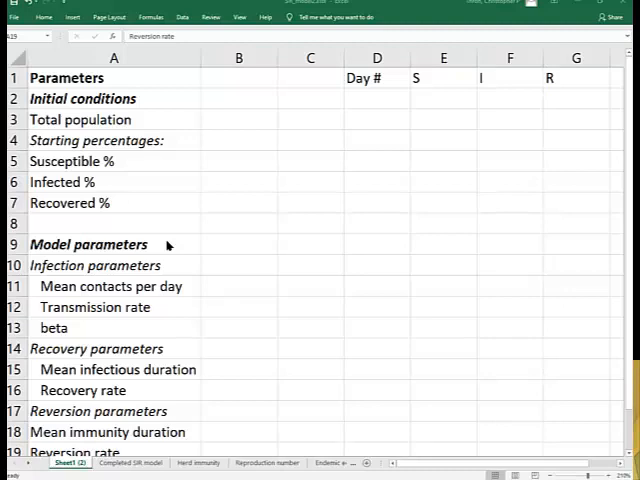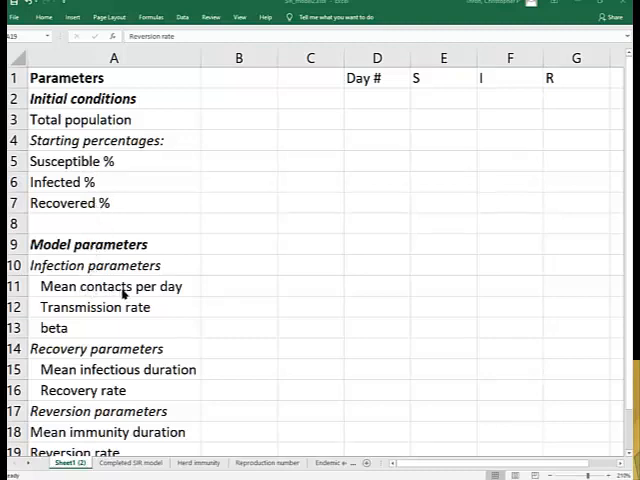So let me show you how to build your own model, and I hope that you will follow along. You can open your own copy of Excel, or if you have LibreOffice, you can use the LibreOffice Calc, which can do the same thing. You can pause the video and type just like I've typed. So, in order to save time, I've typed in the words beforehand. Here I have the parameters that I want. I have initial conditions, which is my total population, and my starting percentages of susceptible, infected, and recovered.